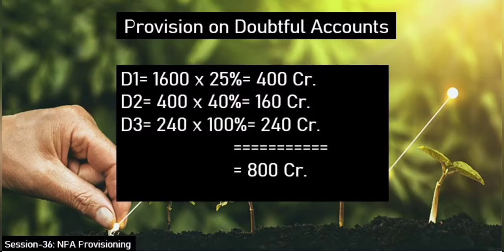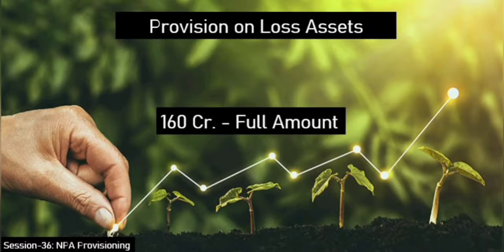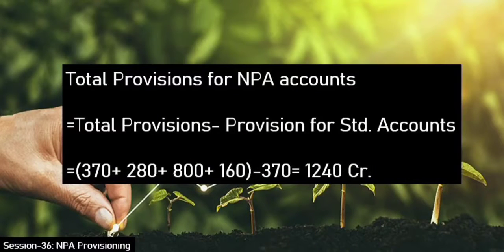Now the last is the provisioning on loss assets. So loss assets, as I mentioned, the complete amount of loan, that amount is equal to the provisioning amount. So 160 crore was the loss assets. So the provisioning amount for that also is the full amount, which is 160 crore. So now we get into the total provision for NPA accounts.